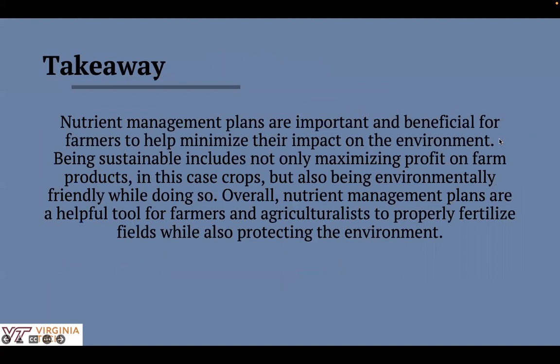So, the takeaway we hope you gain from this presentation is that nutrient management plans, often abbreviated as NMPs, are important and beneficial for farmers to help minimize their impact on the environment. Being sustainable includes not only maximizing the profit of farm products, in this case crops, but also being environmentally friendly. Overall, nutrient management plans are a helpful tool for farmers and agriculturists to properly fertilize fields while also protecting the environment.